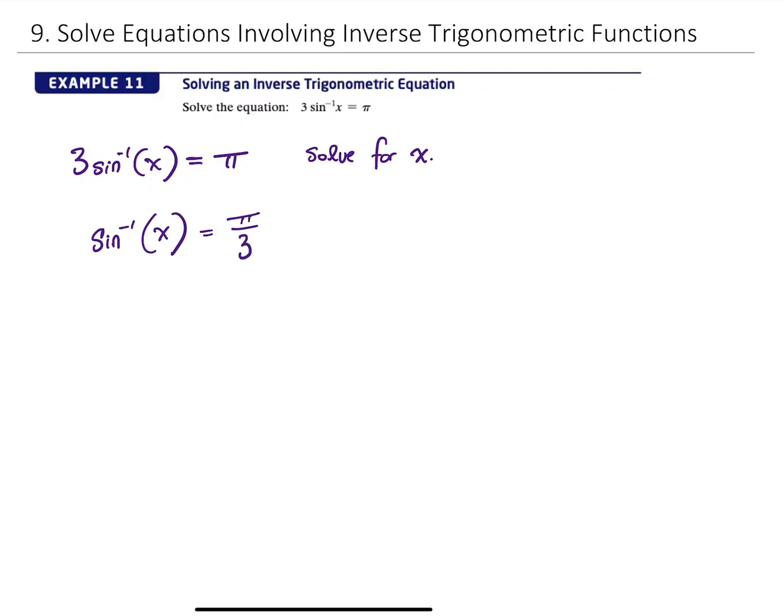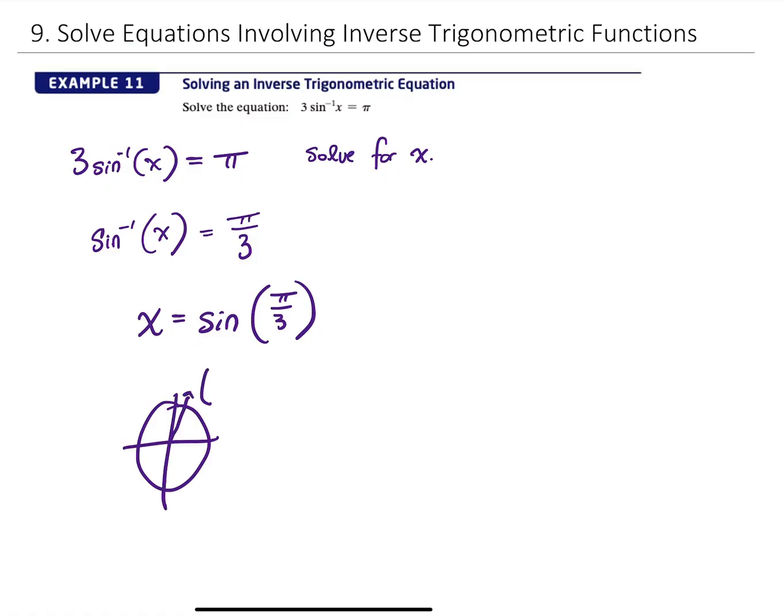Now this is like a question we saw earlier. So we can take the sine of both sides. x equals the sine of pi/3. So then what's the sine of pi/3? Pi/3 is up here in the first quadrant. This has the coordinate point (1/2, √3/2). And the sine is the y-coordinate. So that means x is equal to root 3 over 2.